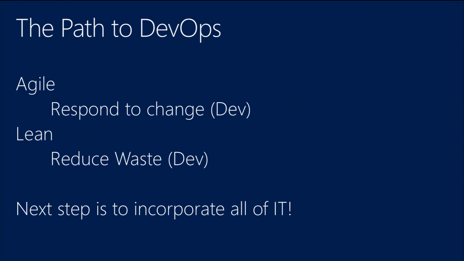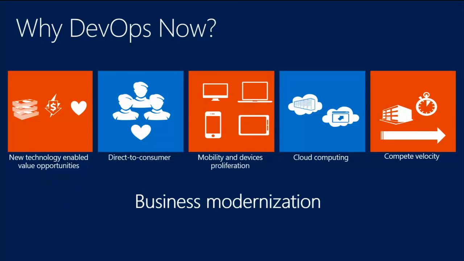Now, those two things really focus on the development team and the business stakeholders, right? So how can we collaborate and make sure that we're delivering things better and faster? So the next step leads us into DevOps. And this is what we do when we start to incorporate all of IT into the development process. So we've got a couple of slides now to talk about DevOps.